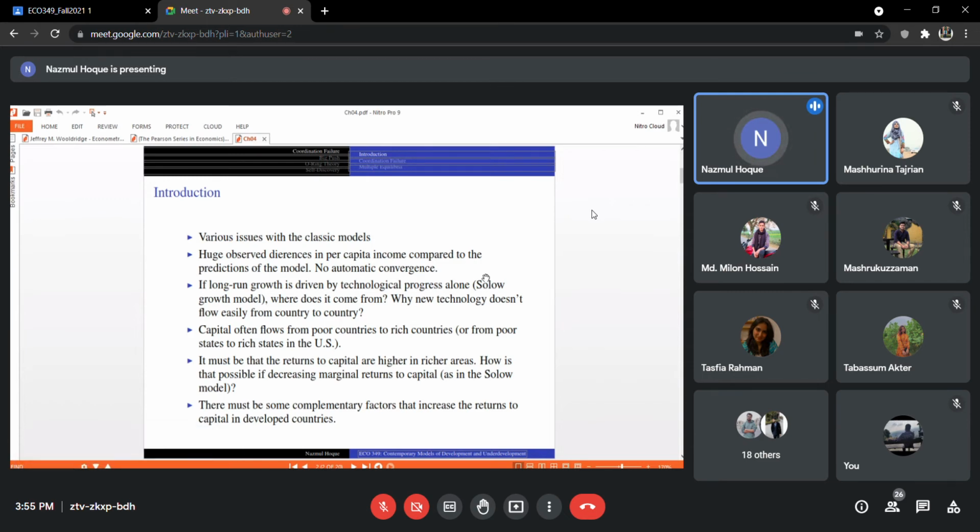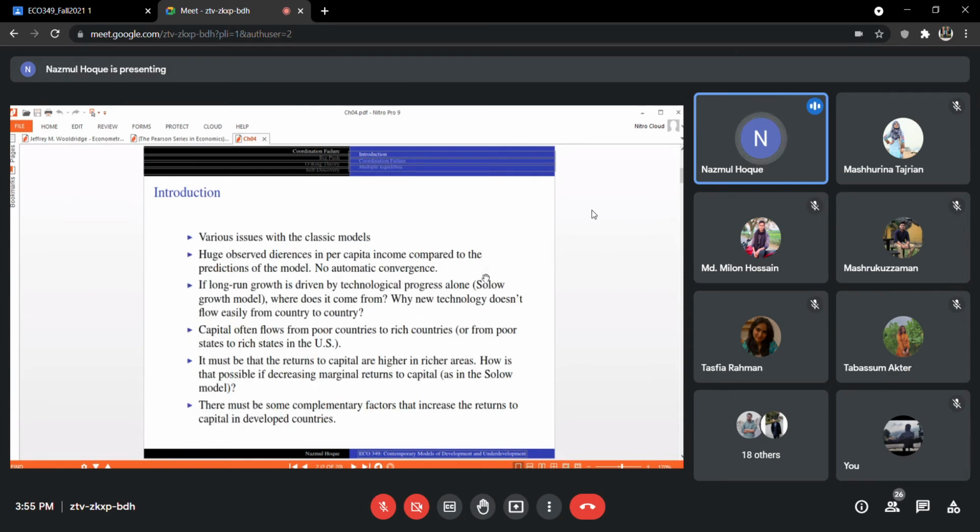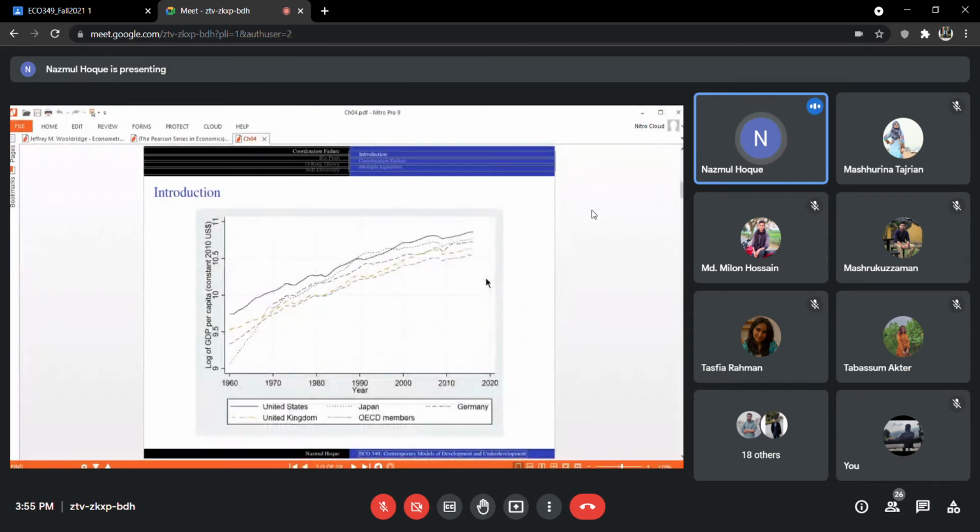So instead of having decreasing marginal returns, in some cases there is some evidence of increasing returns to capital. And probably there are some complementary factors that increase the returns to capital in developed countries. Now, if you remember the Solow growth model, under this whole assumption of diminishing marginal returns, if you look at these economies, these are rich countries, they have roughly similar standards of living, right? Or at least very close.